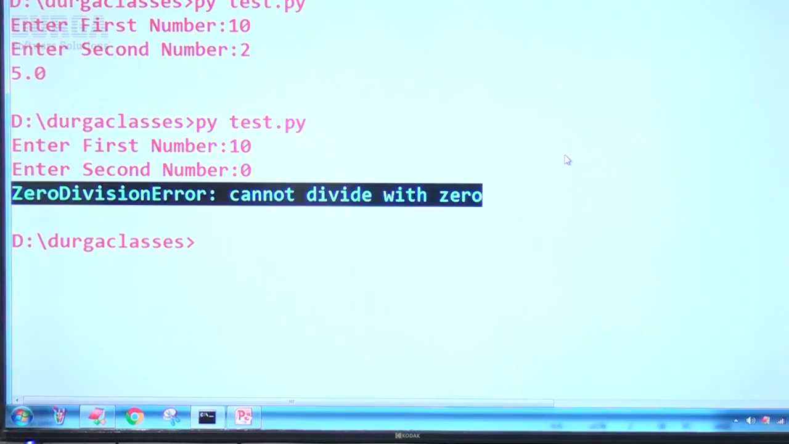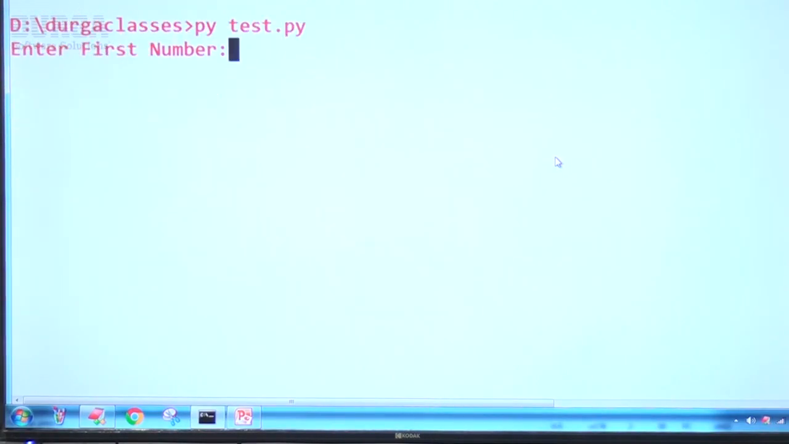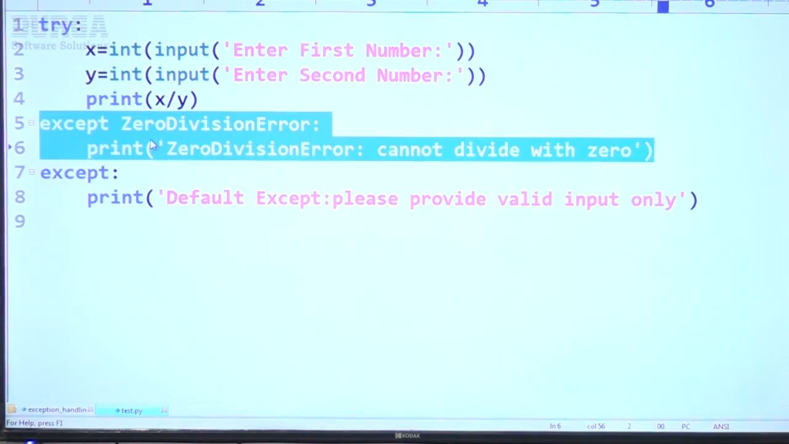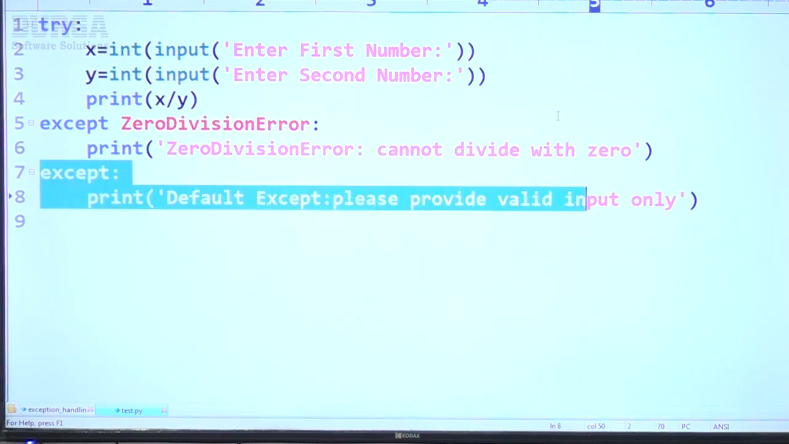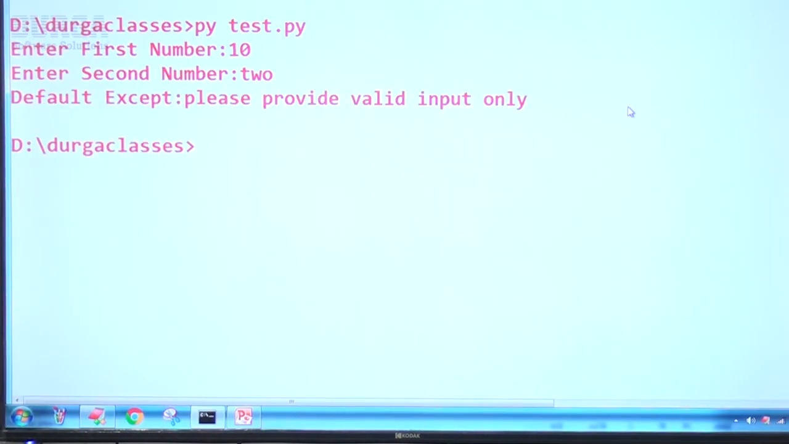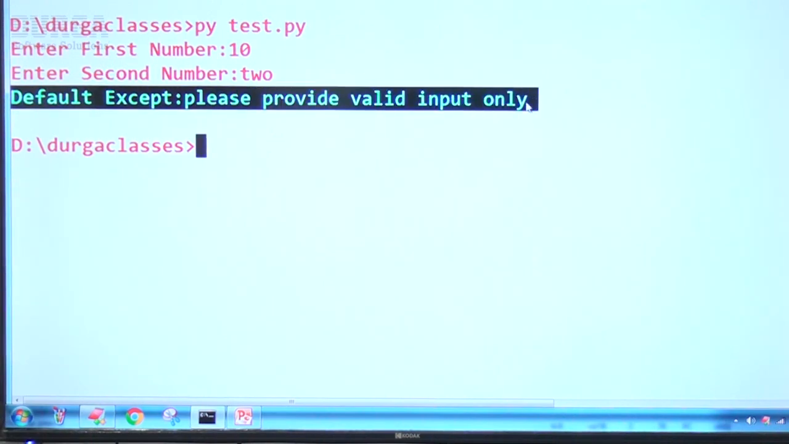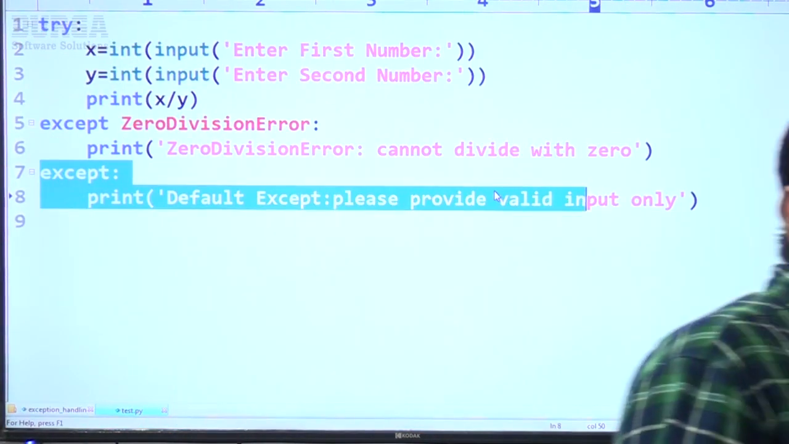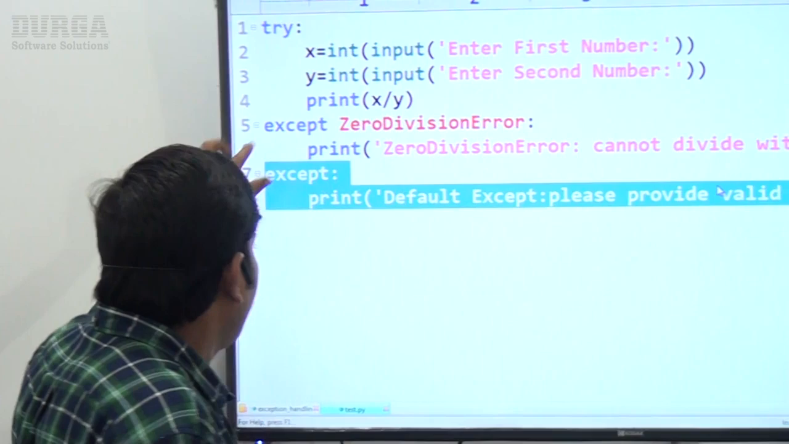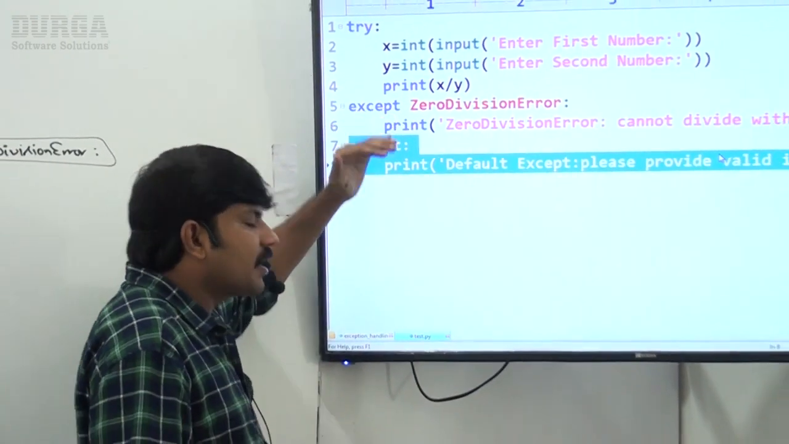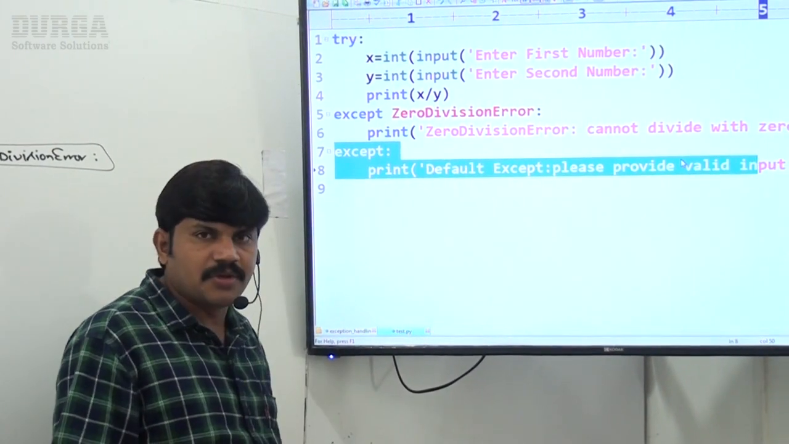Now I enter first number 10 and a non-numeric second value, so a ValueError will come. For ValueError, the default except block is going to execute. Now observe: default except block, please provide valid input only. So for ZeroDivisionError the first one executes, and for the remaining exceptions the second one executes.